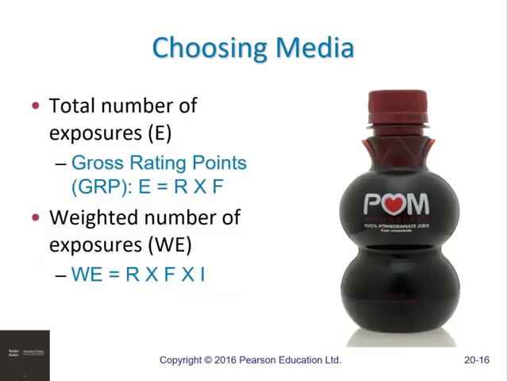The relationship between reach, frequency, and impact is captured in the following concepts. Total number of exposures, E. This is the reach times the average frequency. That is, E equals R times F, also called the gross rating points, or GRP. Weighted number of exposures, or WE. This is the reach times average frequency times average impact, so WE equals R times F times I.